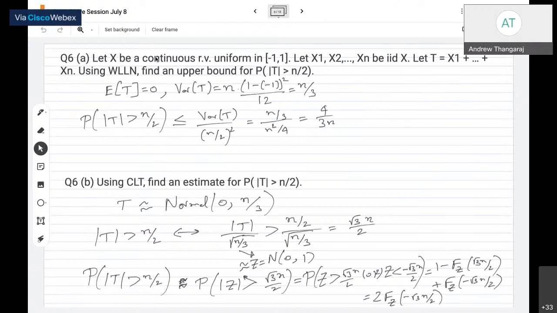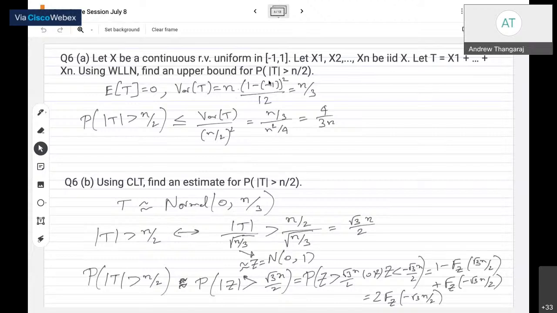Okay, so this is the situation. X is a continuous uniform random variable on the interval -1, 1. T is a sum of n such IID random variables. So the expected value of xi is 0. Expected value of x1 is 0, expected value of x2 is 0. So the expected value of T is also 0.